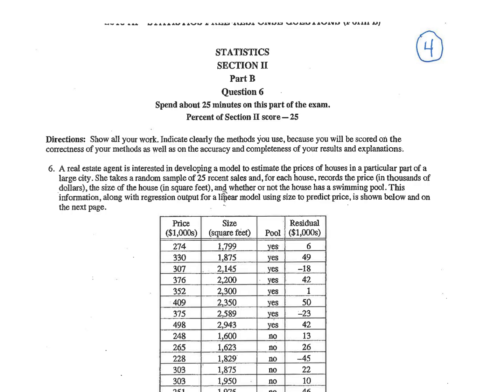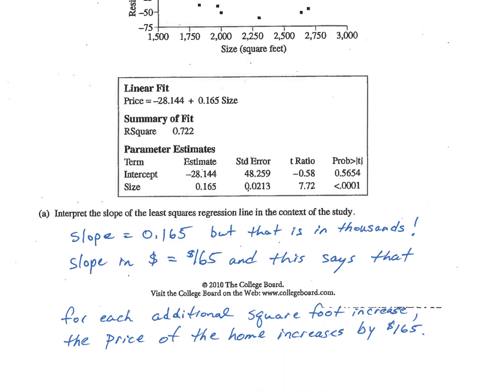Here are answers from another teacher. So this is not the AP rubric. This is just another teacher key. If we look at A, the slope is 0.165, but hopefully you noticed that was in thousands. So you either needed to say 0.165 thousand or multiply by 1,000 to get $165. So for every square foot increase, the price of the home increases by $165.